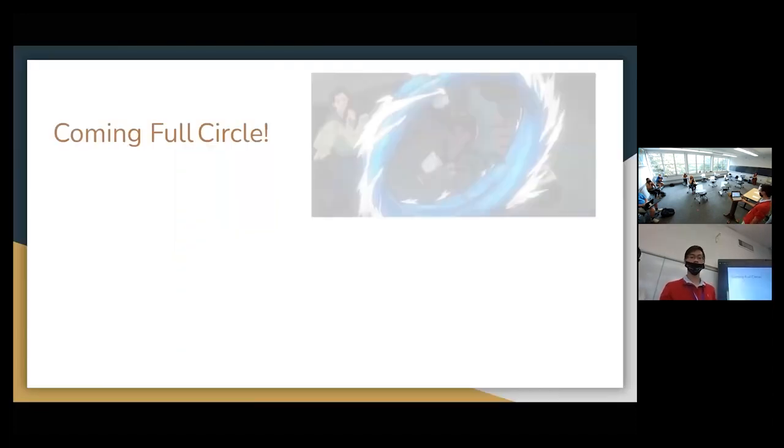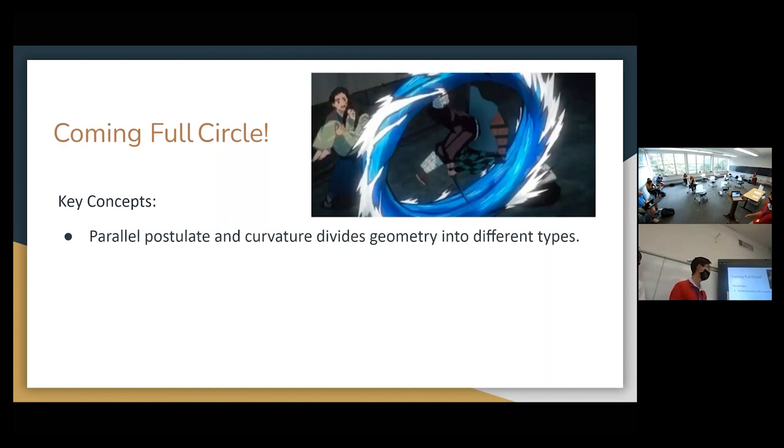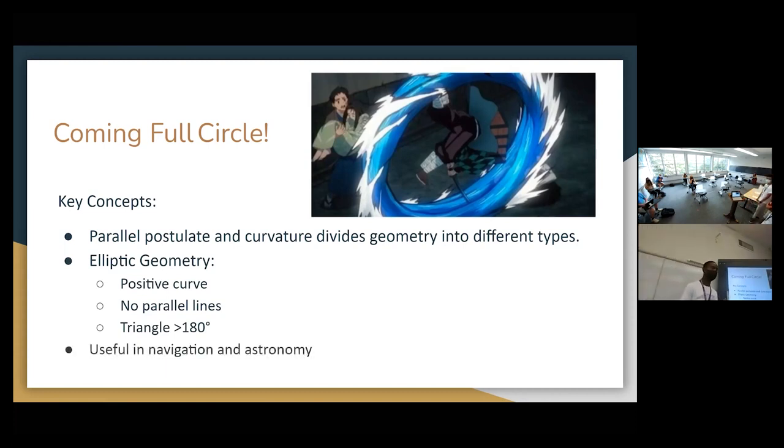All right, so to come full circle, some key concepts to remember are that the parallel postulate and curvature divide geometry into different types. Also important to keep in mind is that elliptic geometry is a geometry for a positive curve, with no parallels, and the sum of all interior angles of the triangle will always be greater than 180 degrees. And that elliptic geometry is very useful in the fields of navigation and astronomy.